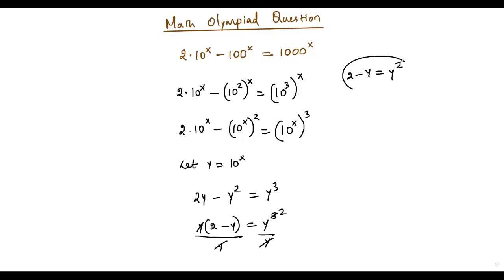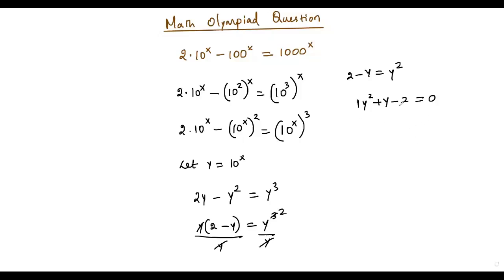So I can write this one as a quadratic equation in standard form. That is ax squared plus bx plus c equals 0. So that is, if I write the quadratic equation in standard form, I'll be getting y squared plus y minus 2 equals 0. Okay, let's solve this quadratic equation.